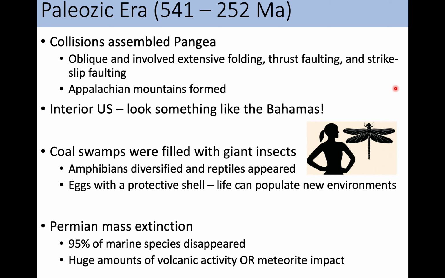So the interior of the U.S. at this time looked something like the Bahamas. It was very warm. It was humid. There was an ocean in the center of the United States. And there were giant insects. So amphibians and reptiles really diversified and exploded on the earth.